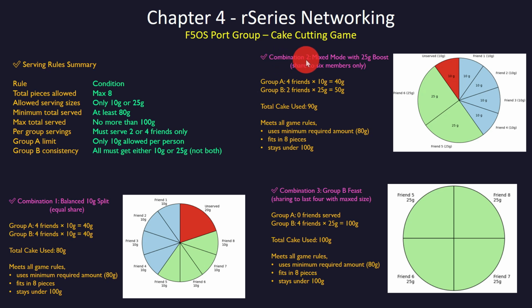Combination 2. We are sharing to 6 of them with mixed size. In group A, all the 4 friends get 10 gram each. So the total is 40 gram. In group B, only 2 friends get 25 gram each. So the total is 50 gram. Together, the total cake used is 90 gram.